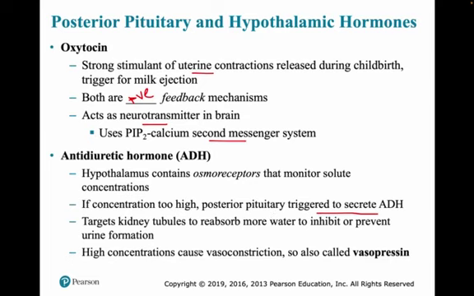So high concentration will cause vasoconstriction, all right, and that's why this is also called vasopressin. So this actually controls our urine production.